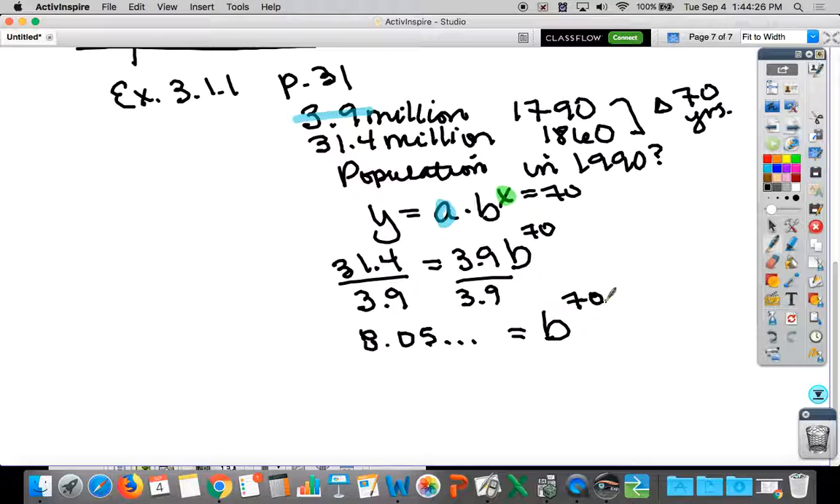Take the 70th root. So everybody type this in. Type 70, second, x raised to the x. I mean raised to the box. I think that's the right one. Actually, you have to put in 70 second x raised to the box, and then copy the 8.05 down. And tell me what your b is approximately equal to.